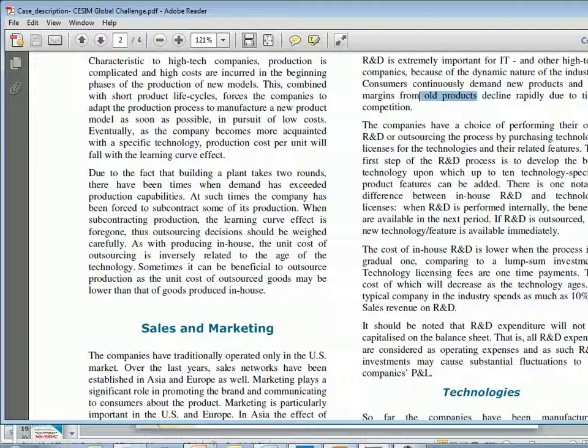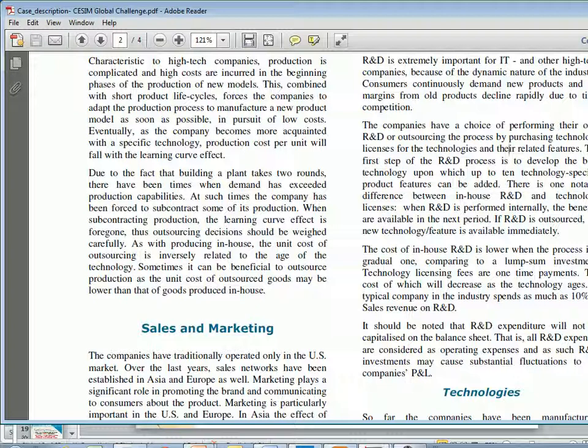Basically, if you sell old products, you're not going to make as much money from them, because you're not going to sell as much. Right, so now let's go into what this says. Companies have a choice of performing their own R&D or outsourcing it. So outsourcing by purchasing technology licenses for the technologies or the related features.